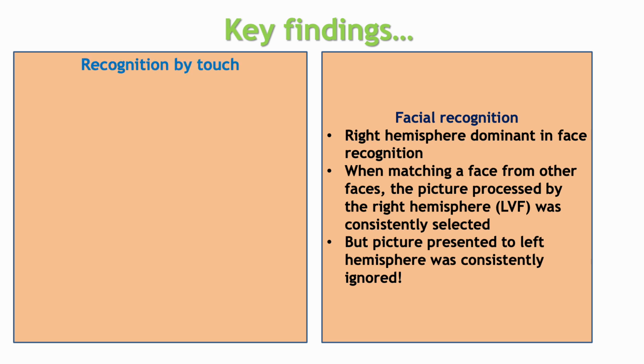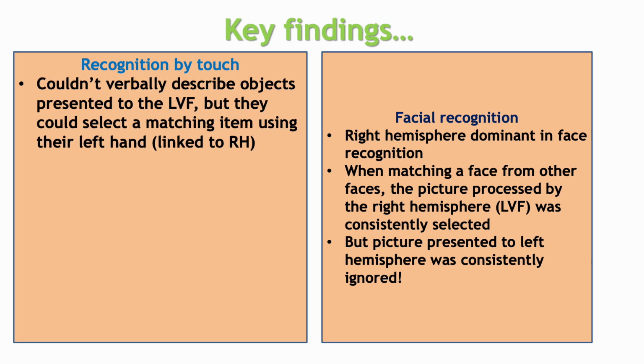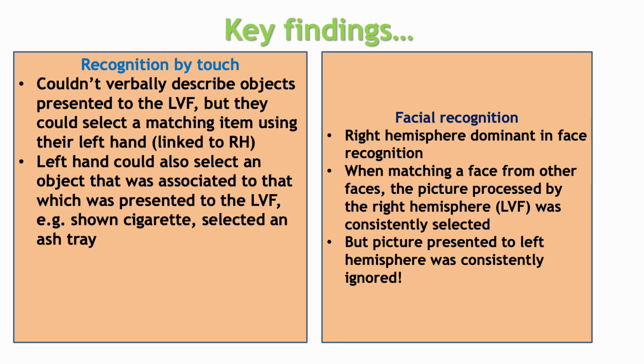And recognition by touch. If information went to the left visual field and the right hemisphere, there's no language, so they couldn't say what the object was in front of them. However, they could show they've understood it, because the right hemisphere, remember, it's creative, so they would select a matching item, something to represent what they'd been shown, but with their left hand, because it's their right hemisphere.